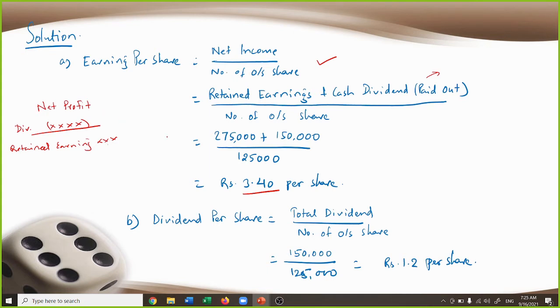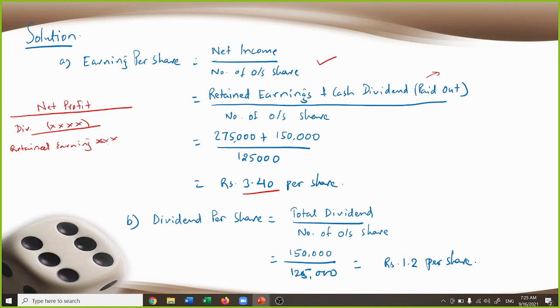I've given an illustration here. Net profit can be decomposed into dividend. After net profit, the company will announce its dividend, and they will provide some dividend. And the amount remaining after dividend is retained earning. So net income can be decomposed into dividend and retained earning.